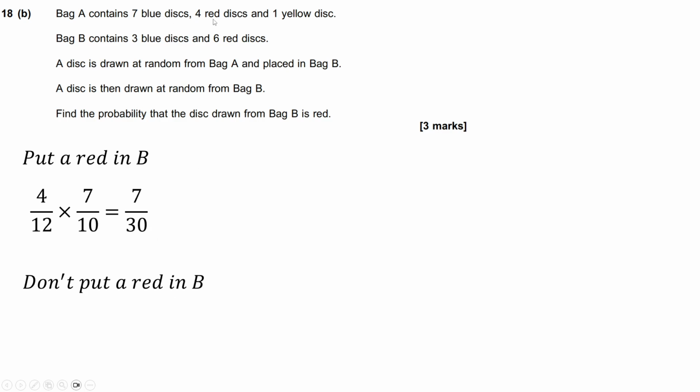Don't put a red in B. Say that you don't get a red from A, so you instead get either a blue or a yellow. The probability of not getting a red is 8 over 12. Then the probability of getting a red in bag B is still going to be 6, because you've not increased the reds, since you got a blue or a yellow. But whichever one you get, the total number increases by 1, so it's 6 over 10, which is 2/5. So 8 over 12 multiplied by 6 over 10. Add these two together and you get 19 over 30.